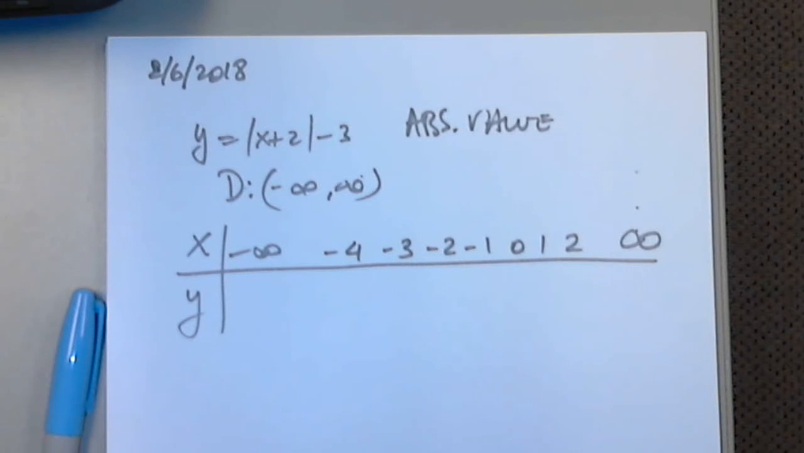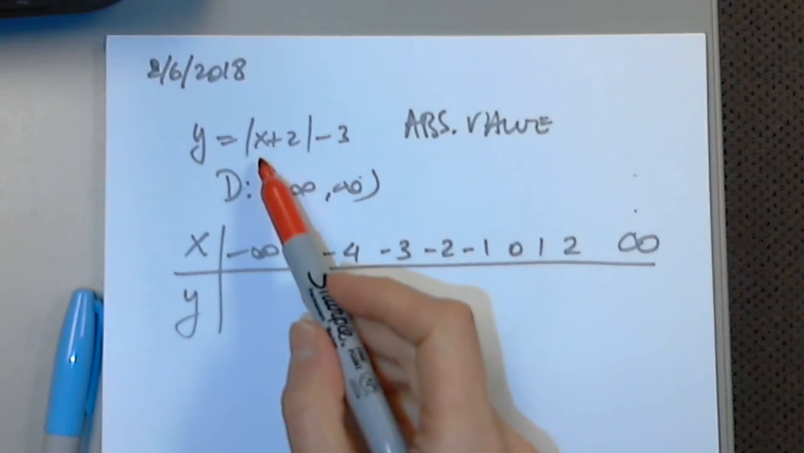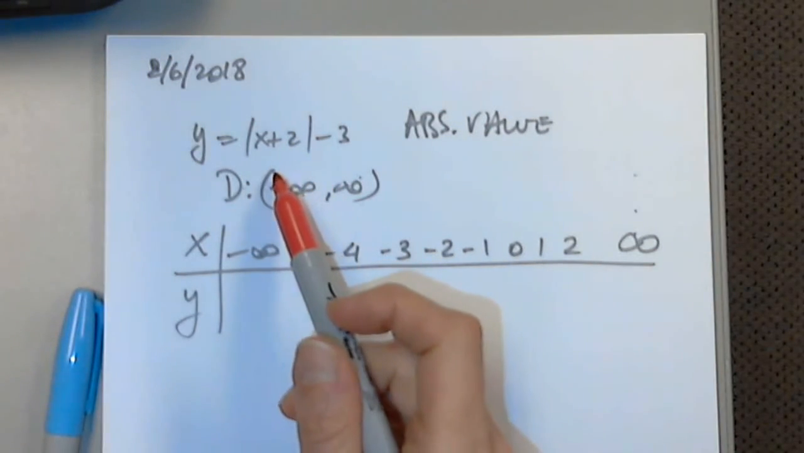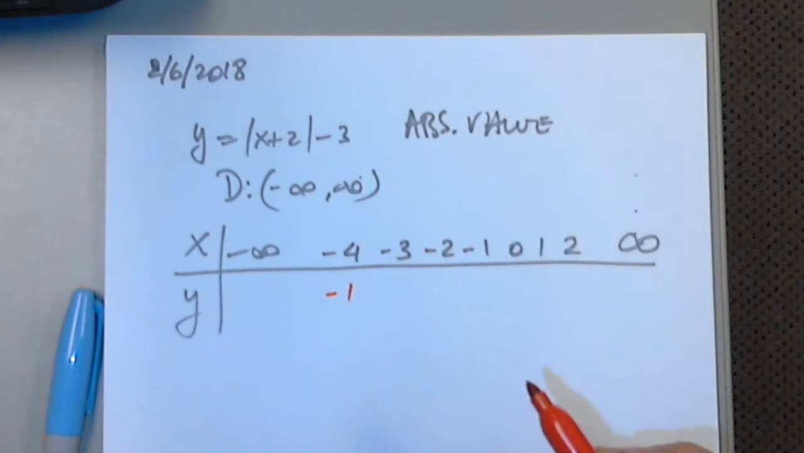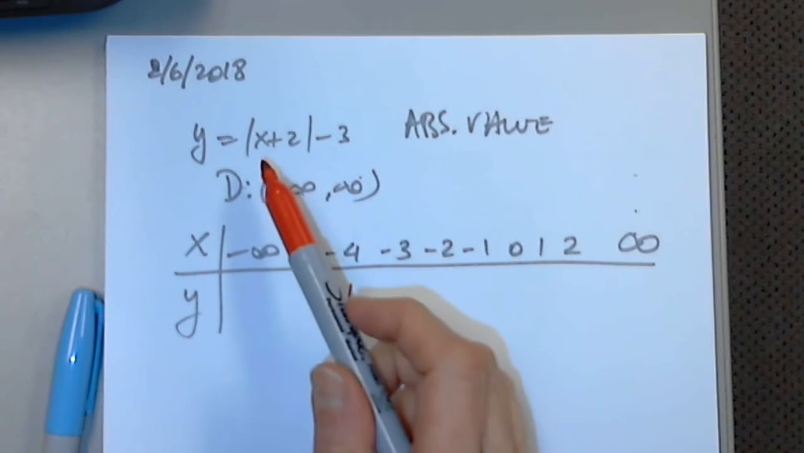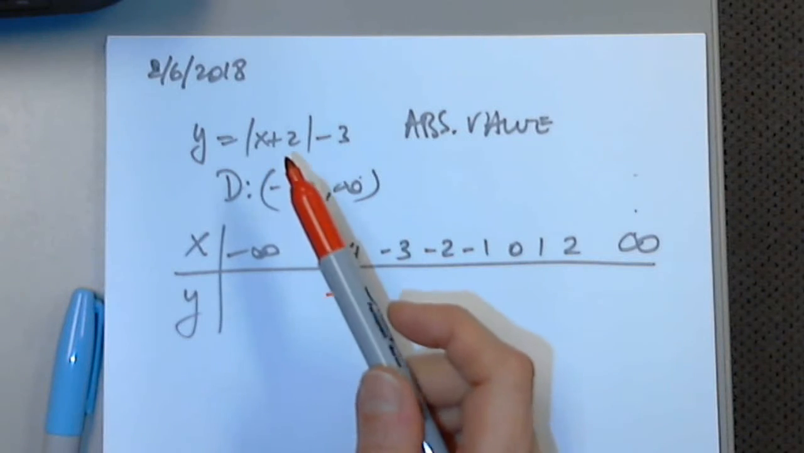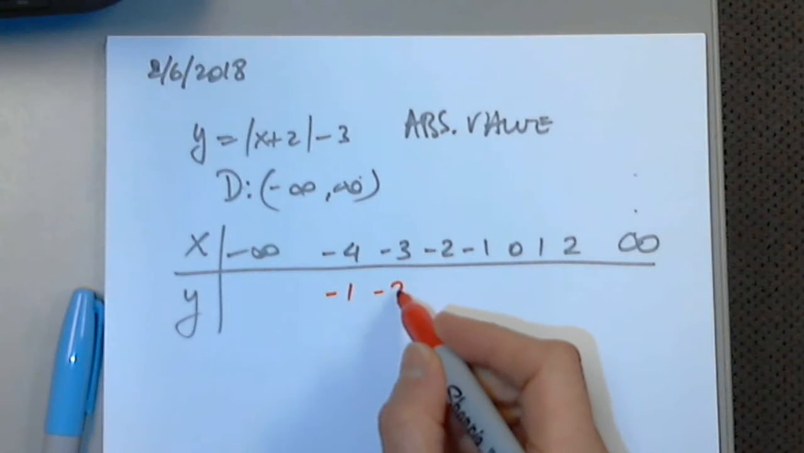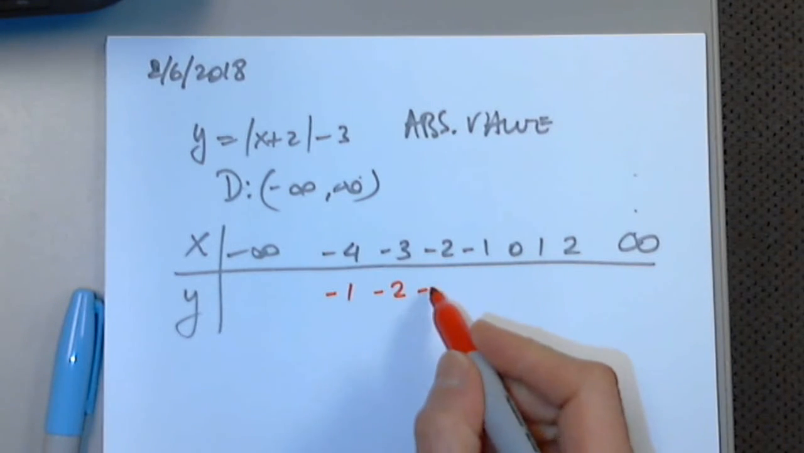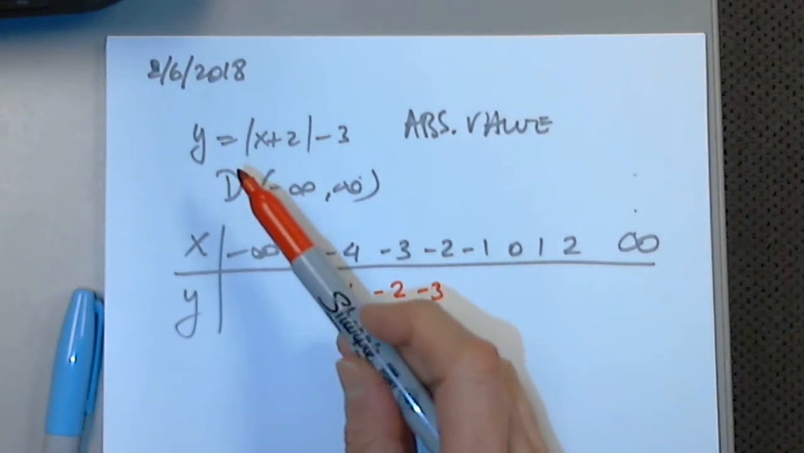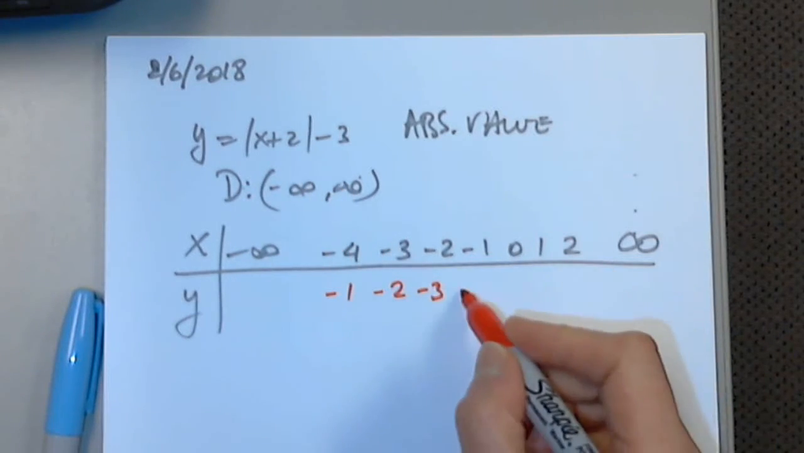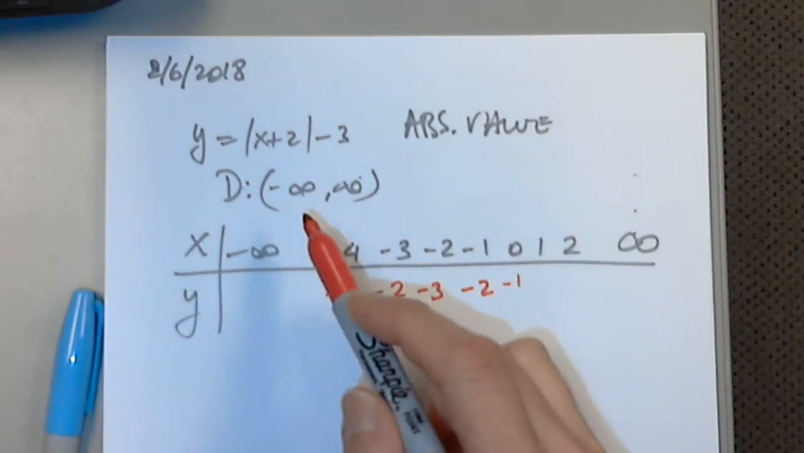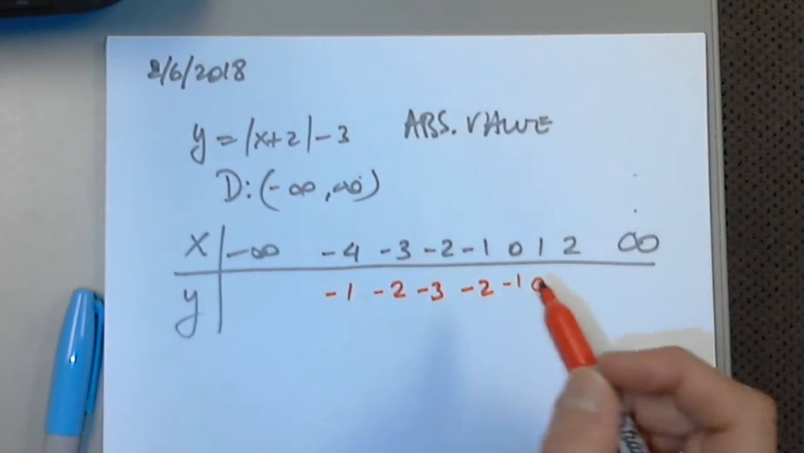It's mandatory. Okay, so when I plug in -4, -4 plus 2 is -2. The absolute value of -2 is 2. 2 minus 3 is -1. I plug in -3, I get -1 plus 2 is 1, the absolute value is 1, and 1 minus 3 is -2. Plug in -2, I get -3. Plug in -1, I get 1 minus 3, which is -2... I plug in 0, I get 2 minus 3, which is -1. I plug in 1, I get 0. I plug in 2, I get 1.